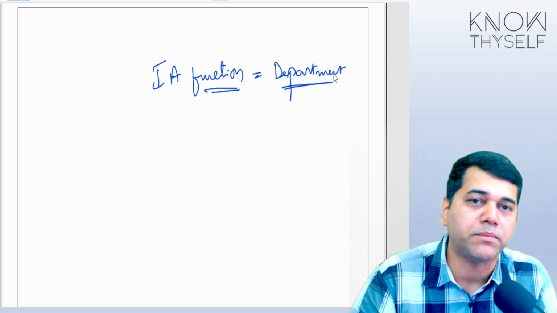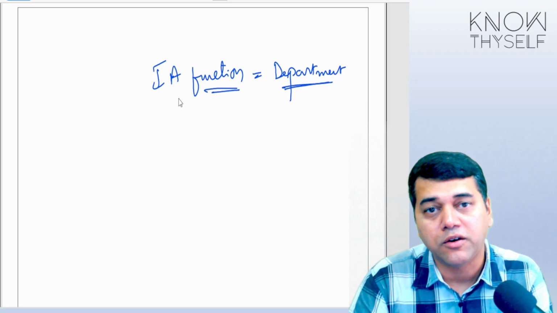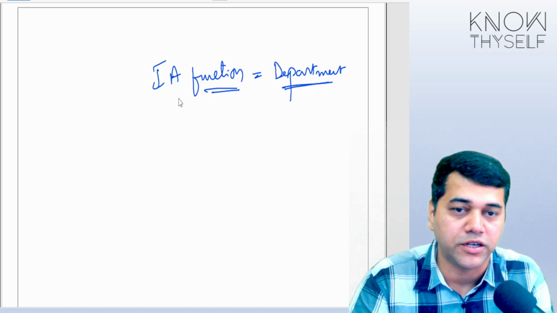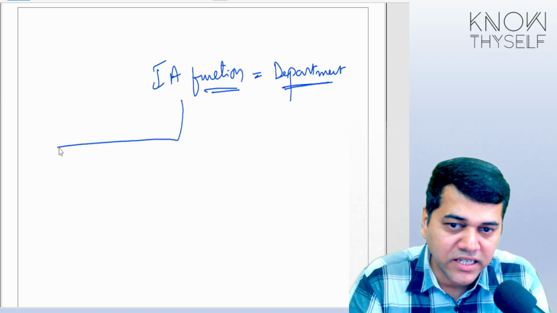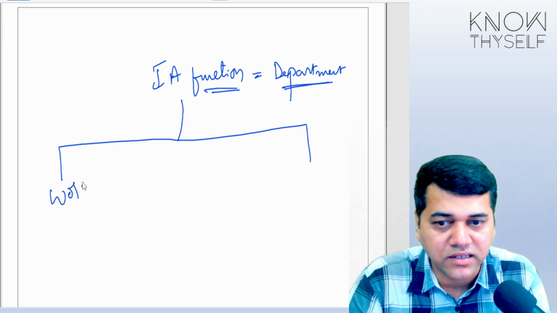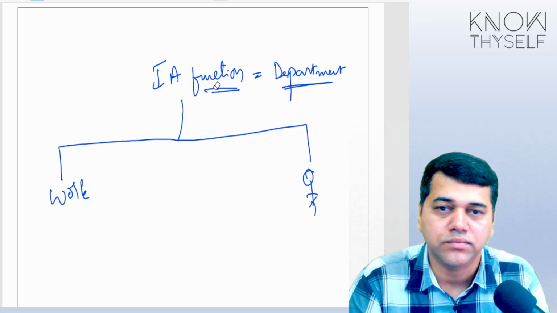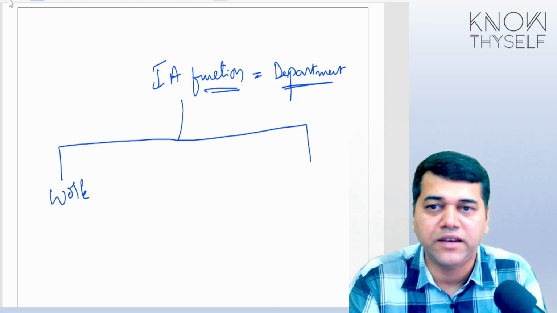Function means department. Now, when you talk about an internal audit department or taking the work or help of the internal audit department, see, primarily this standard is revolving around two elements. Can we take their work? Can we take their people?